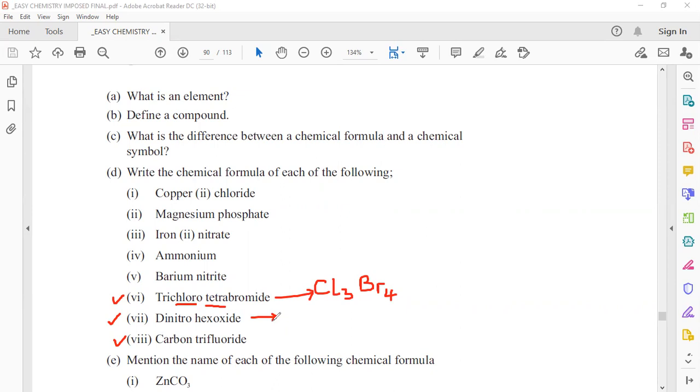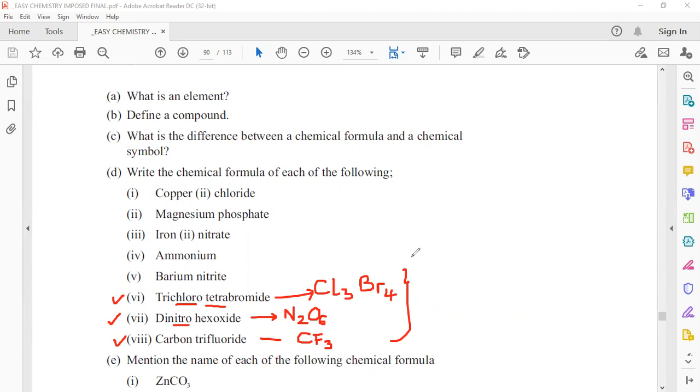Dinitrohexoxide. So dinitro is nitrogen, so you have 2 nitrogens. Then hex is 6, so hexoxide. So that is 6. Carbon trifluoride. So this means 1 carbon, then 3 of fluoride, trifluoride.